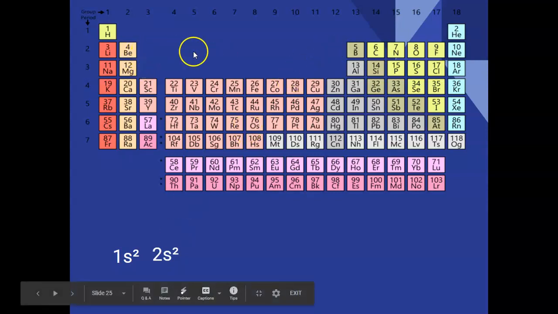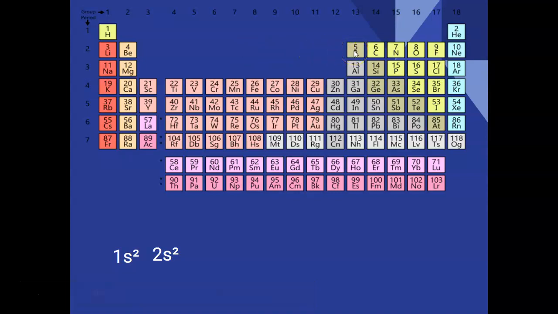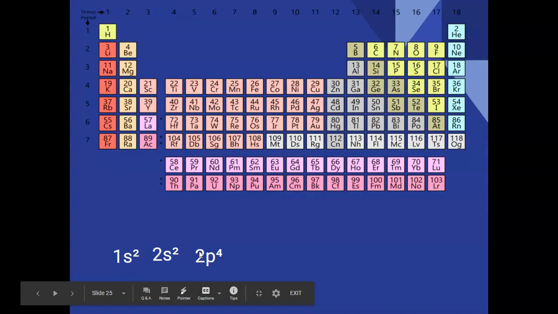Now I'm going to come across. I have a big gap, but I'm going to come over here. I'm still in row 2, but I'm in a new block. I'm now in the P block, and then I'm going to count how many blocks I go until I land on oxygen. So 1, 2, 3, 4. Then I would write 2p4. That is the electron configuration for oxygen.